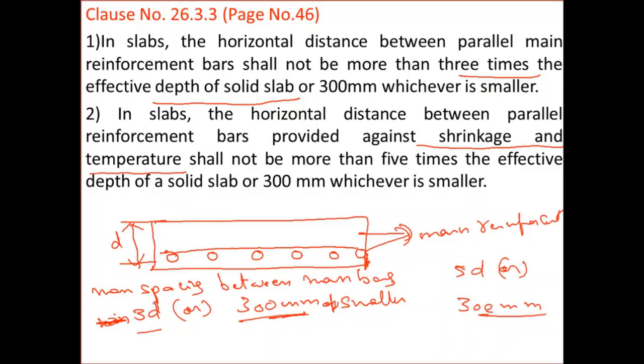So the maximum spacing between the main bars is 3D or 300 mm, whichever is the minimum, and the maximum spacing between the distribution bars should be 5D or 300 mm, whichever is minimum. Okay, so that is about the slab.